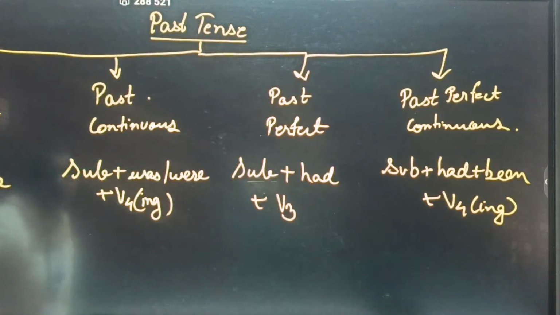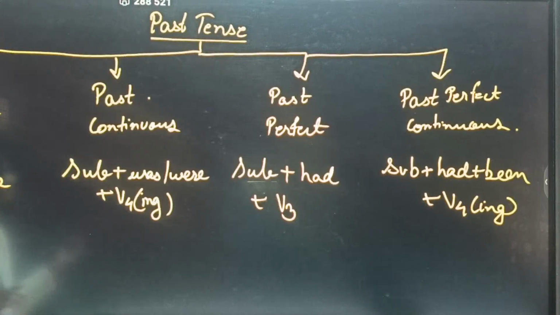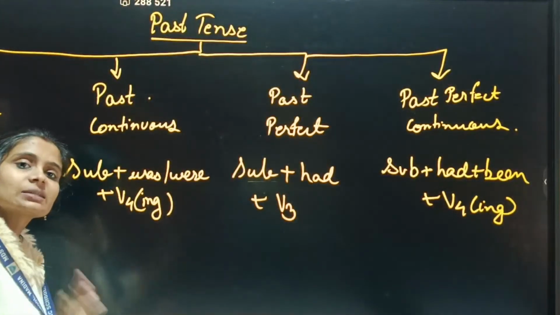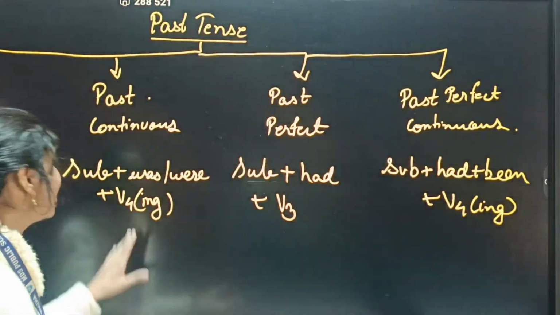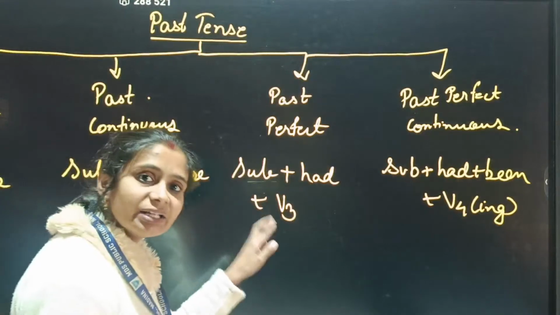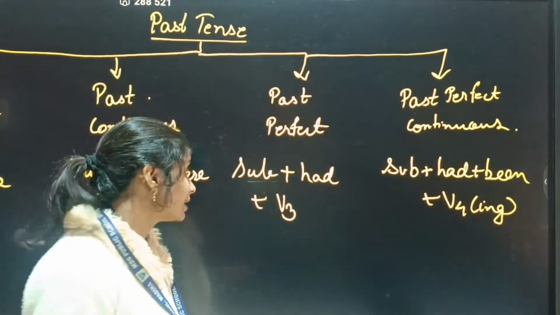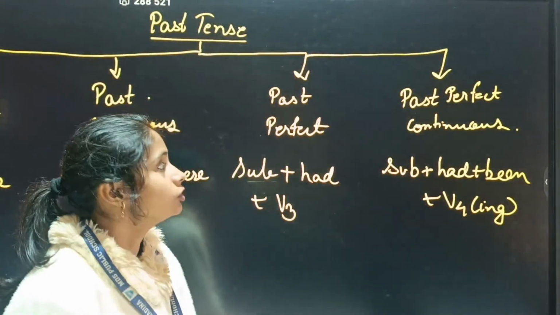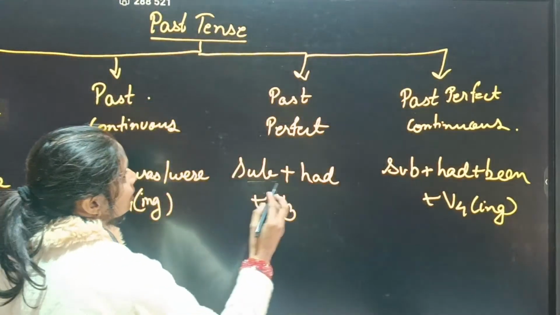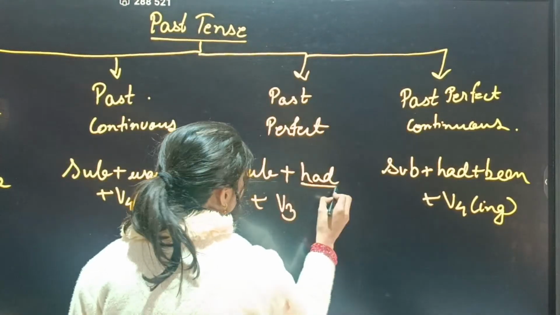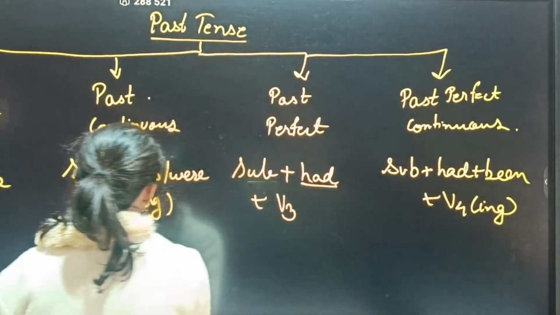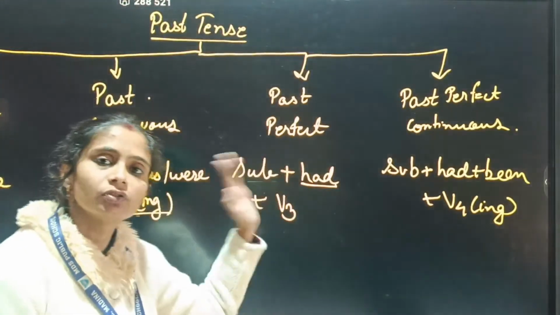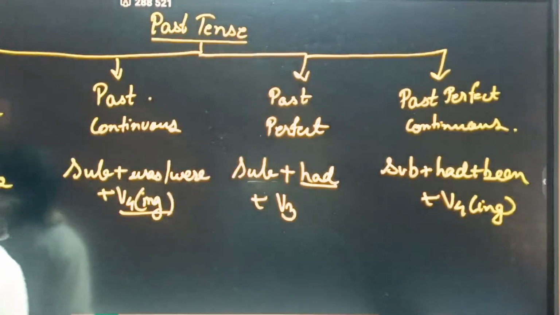The first one is simple past, and the structure is subject plus verb second form. Second is past continuous, subject plus was/were plus ing. Then past perfect, subject plus had plus V3. Then past perfect continuous, which is a combination: had we take from here, been and ing we take from here. So it is a combination of past continuous and past perfect.